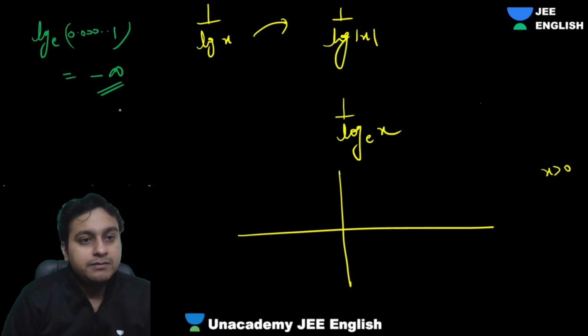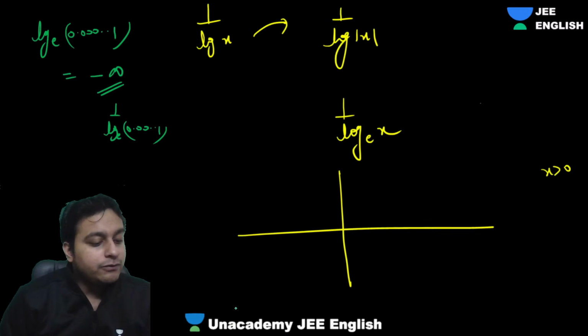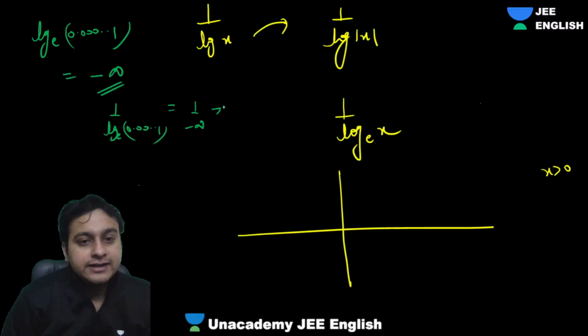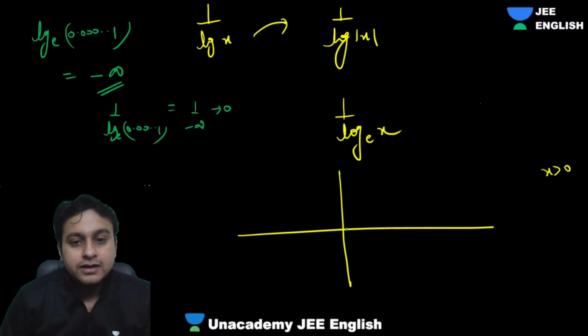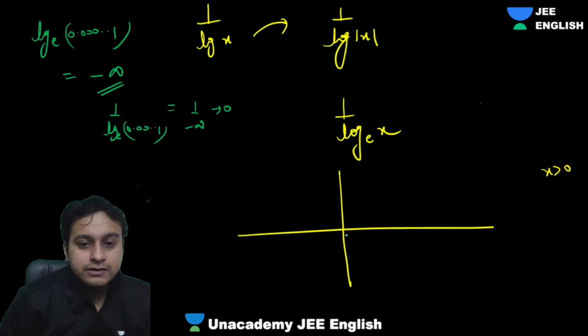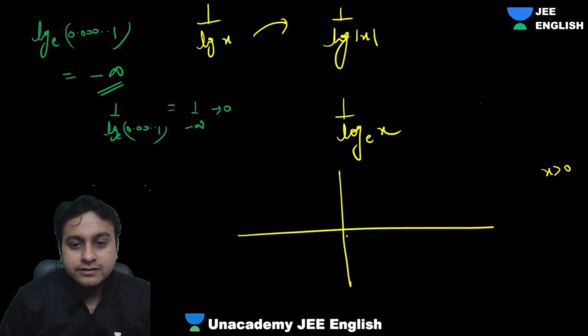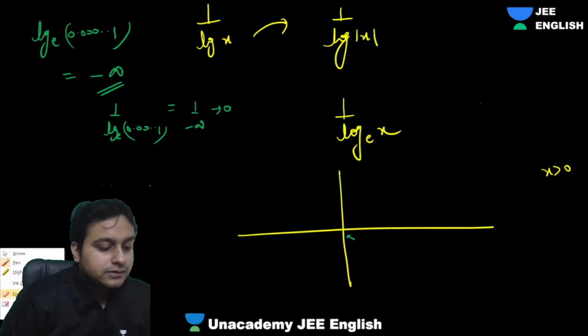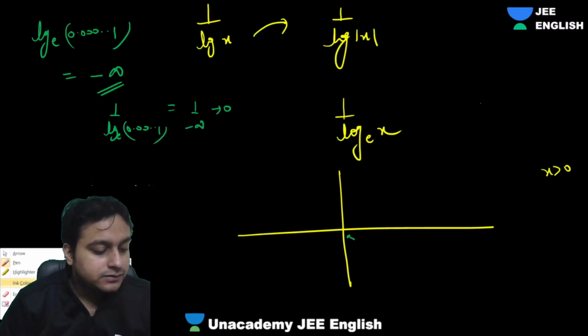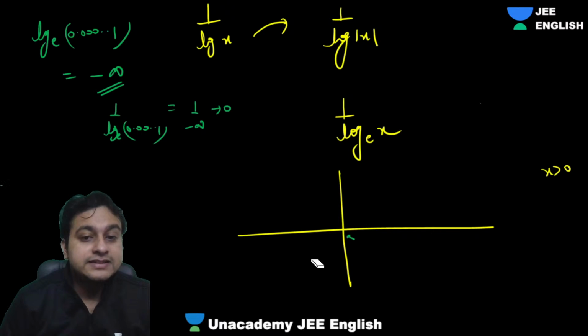So what will happen to 1 by log 0.00001? It will become 1 by minus infinity, which will tend to 0. So the graph will start from a very, very small negative value near 0. When you put x as very, very small, it will go like this. Then it will obviously keep on increasing. The graph will keep on increasing. Geeta, see, log 0 exactly is not defined.